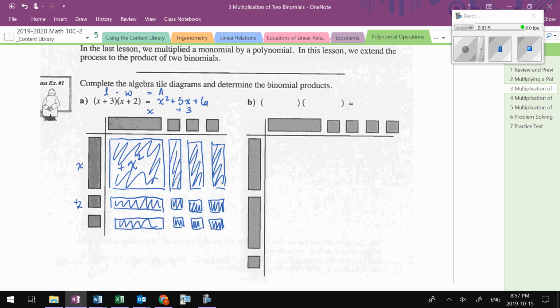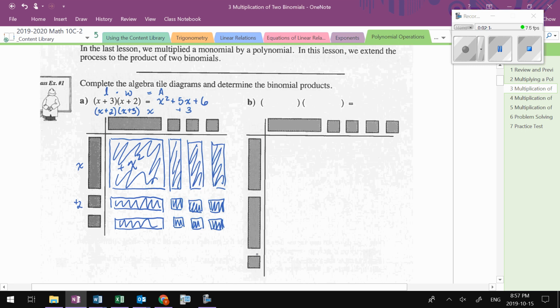So let's take a look at the second example. Again, we've got our length times our width. It doesn't really matter which order you do it in, same thing. If I was to write here instead x plus 2 times x plus 3, it's still going to give me exactly the same area or product of x squared plus 5x plus 6.